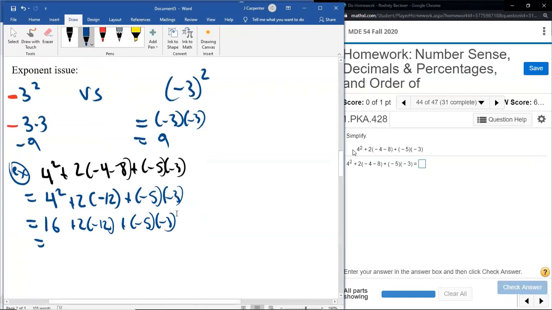Now our exponents are done, so we're up to multiplications and divisions in the order seen from left to right. Here's a multiplication. Here's a multiplication, do them from left to right. Leave the 16 alone. 2 times -12 is -24. Now you can either write this as plus -24, or you can write this as, in my opinion, the more preferred way at our level, minus 24. Adding a negative is the same as subtracting a positive.